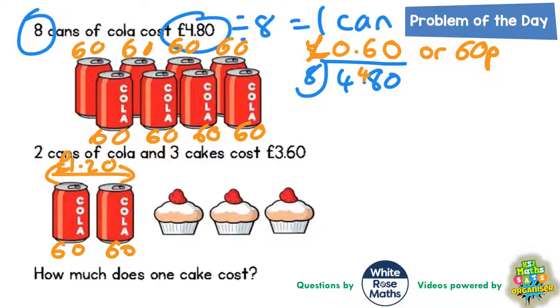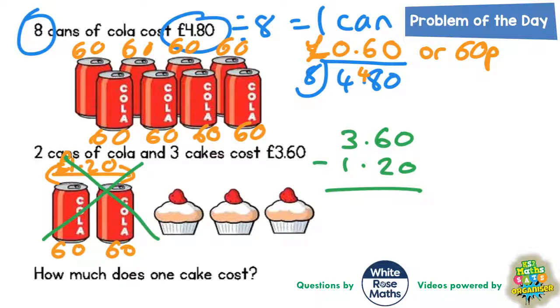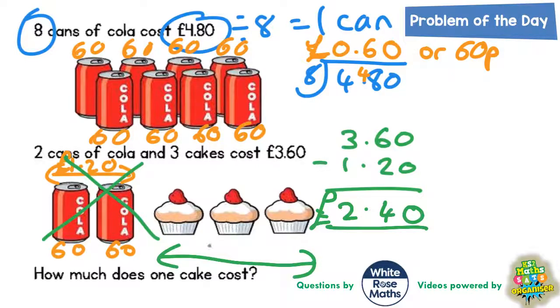So we get told that 2 cans of cola and 3 cakes cost £3.60. Well, if we subtract the £1.20 off of £3.60, so £3.60 take away £1.20, we'll get left with the cost of the 3 cakes. So 0 take away 0 is 0, 6 take away 2 is 4, 3 take away 1 is 2. Put the decimal point in, so the 3 cakes must be worth £2.40 altogether.